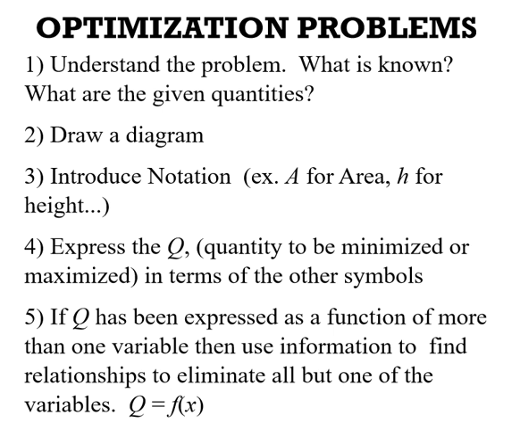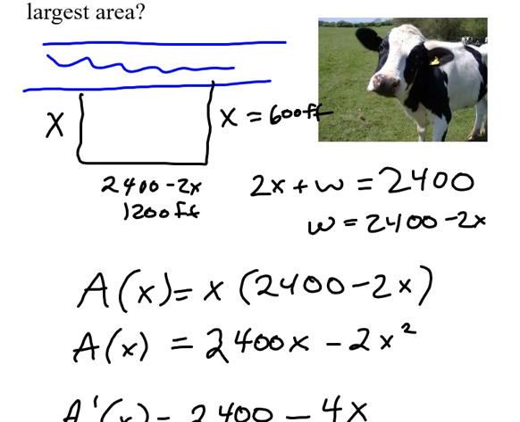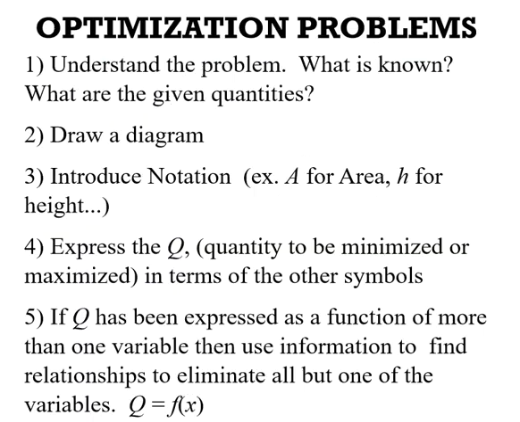So in the last problem, I wanted to maximize area, so it was really important that I found A of x, and then I took the derivative of it. And our quantity could also be minimized as well. And then if Q of x has been expressed as a function of more than one variable, then we might need to use our information to eliminate other variables.